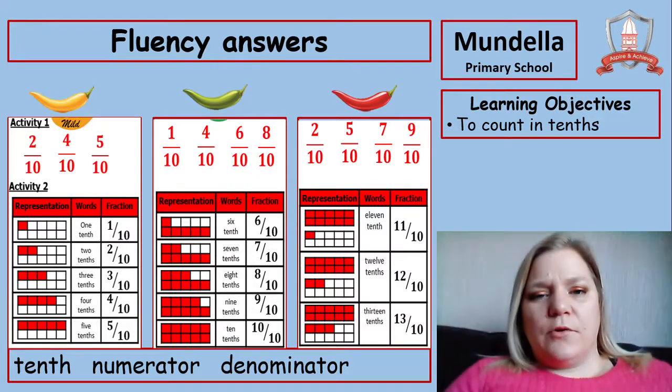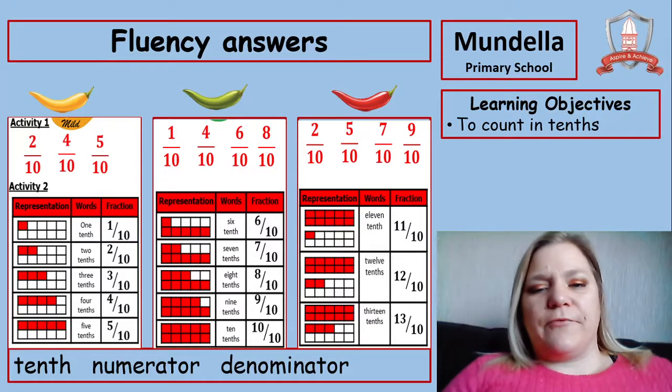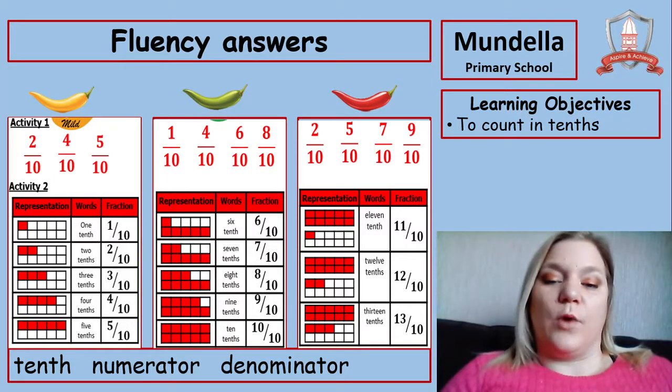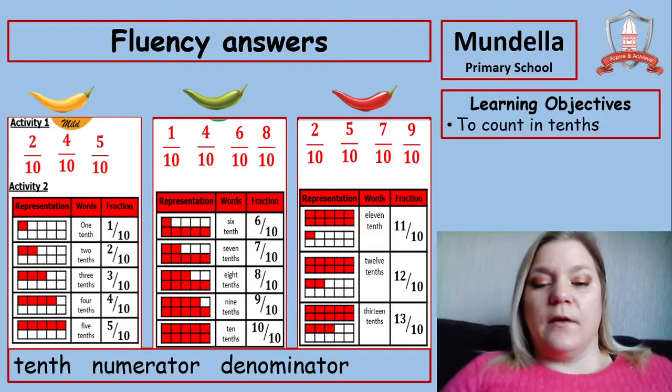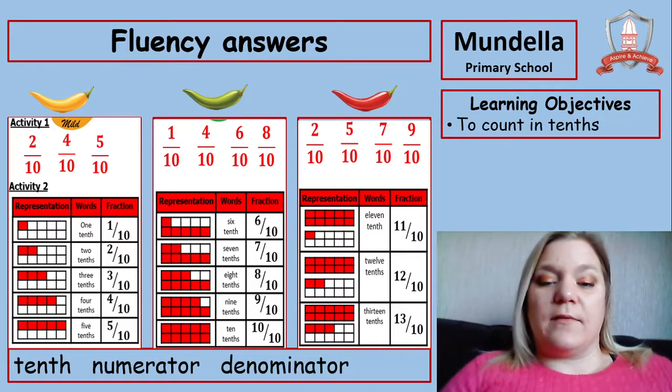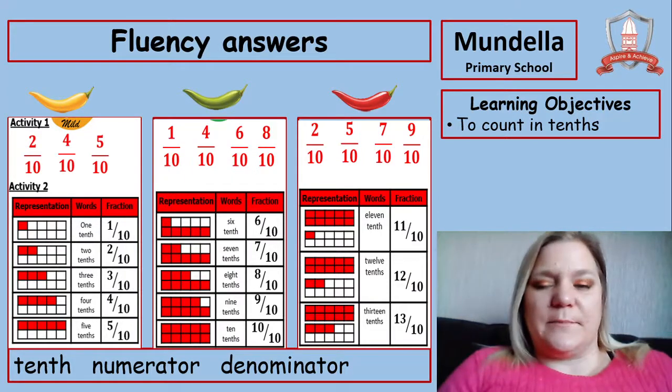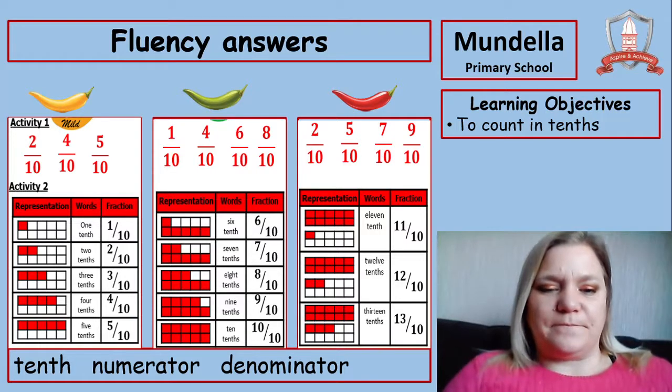It's worth noting for the red chili challenge, where it says fraction and it says 11/10, you could write 11/10 or you could write 1 and 1/10. For 12/10, you could write 1 and 2/10. For 13/10, you could write 1 and 3/10. But either way that you write it, it doesn't matter. It means the same thing.